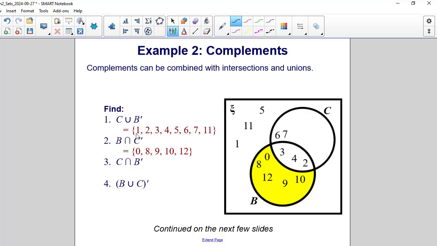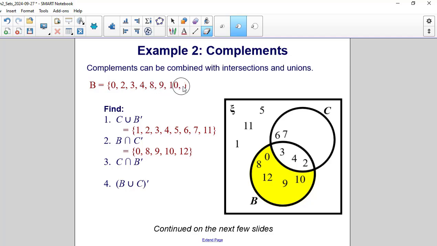Okay, so let's take a look at number 2, set B with the intersection of the complement of set C. And we see here in tabular form, the answer is 0, 8, 9, 10, and 12. In the Venn diagram, it's everything here highlighted in yellow. So how did we get that for an answer? Well, first of all, let's take a look at set B. Set B are all the elements within the circle or within the diagram of set B. So they would be the numbers 0, 2, 3, 4, 8, 9, 10, and 12.